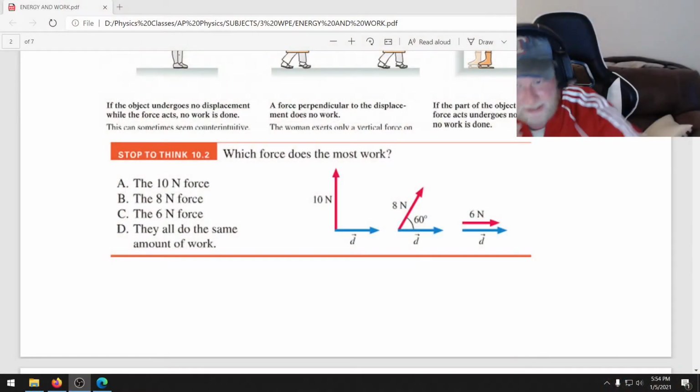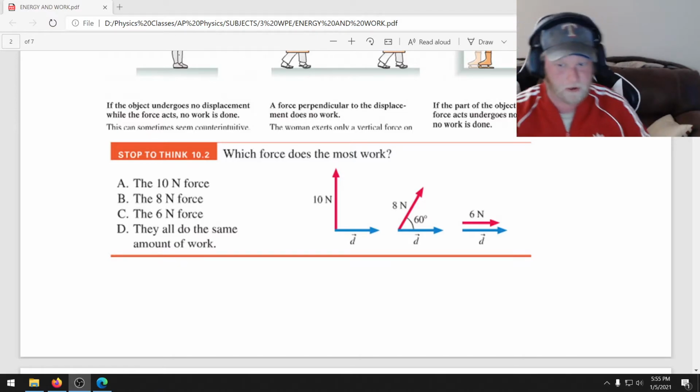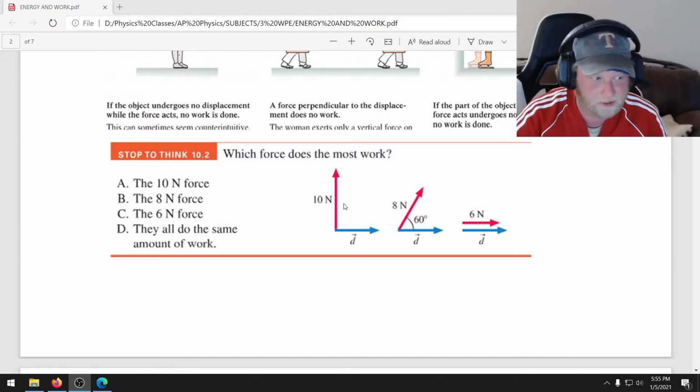Now that last scenario, you've got a 6 Newton force that exists fully within the horizontal dimension, right? So if we were to rank these, and we'll call them 1, 2, 3, it'd be 3 is greater than 2 is greater than 1.